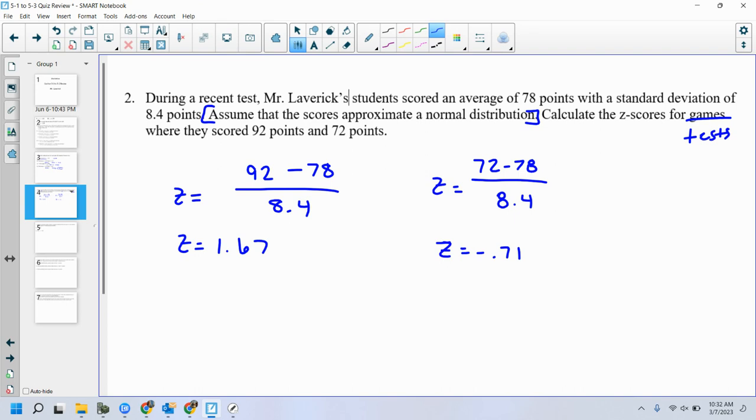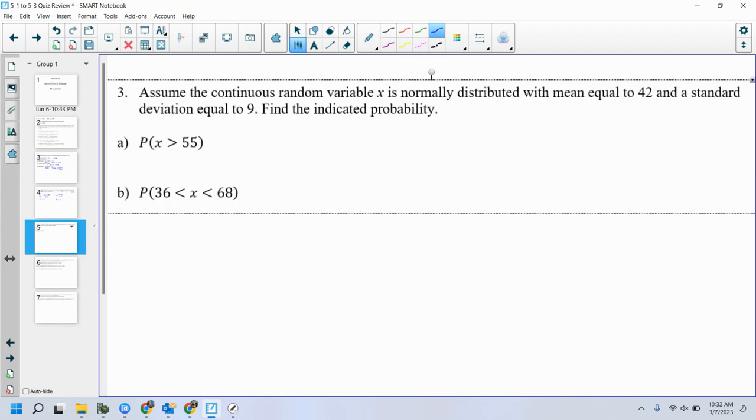And again, remember what z-score is. Z-score is just like the standardized version of that value. It's just kind of like putting it in perspective for us. Just telling me that I've got 92 and 72 and the mean is 78 doesn't really tell me, are those values unusual? Well, knowing the z-score interprets that for us.